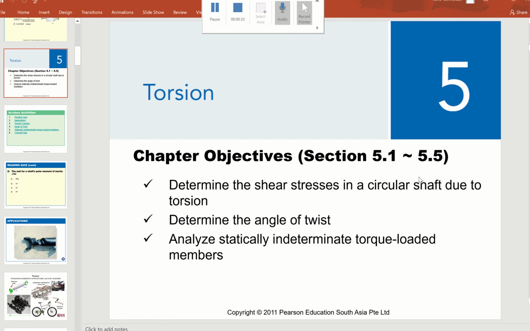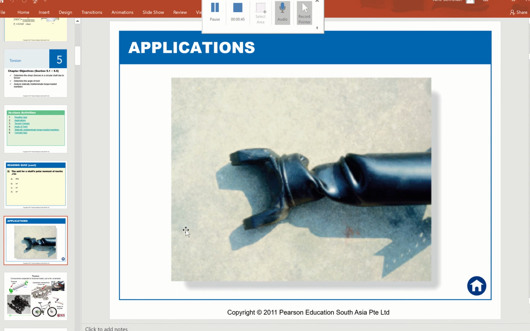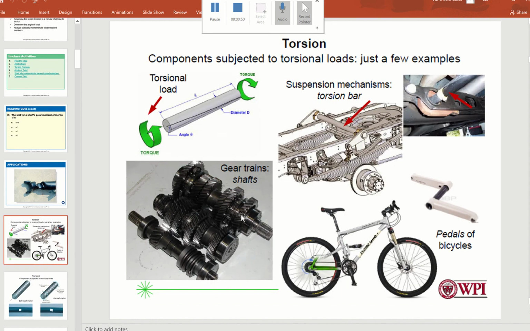So we're going to look into the shear stress due to the torsion, and also we're going to see what the angle of twist is. Here's some example of a failure due to the torsion, and there are so many other examples in real life application. For example, if you have some gears, that's when you're going to apply the torsions onto it, and that's going to create shear stress on the shaft. And this is another example, very visual to see the torsion, and you can see the angle of twist. And also you see the suspension torsion bar here.